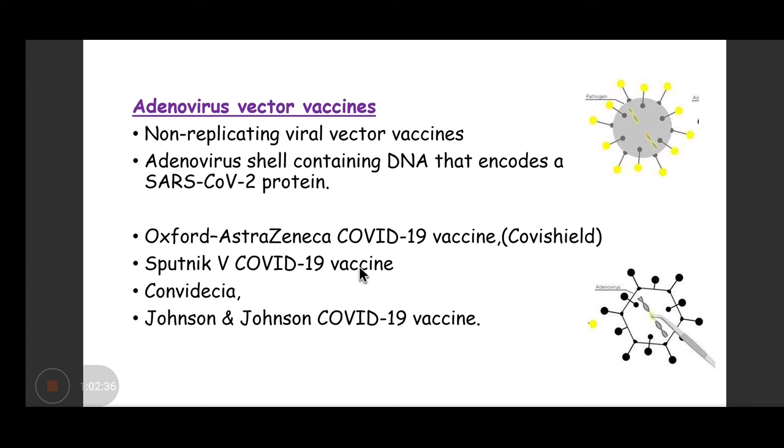Currently, the Oxford AstraZeneca vaccine, which is known in India as Covishield, is an adenovirus vector vaccine. Russian Sputnik COVID-19 vaccine is also an adenovirus vector vaccine. Convidecia and the Johnson and Johnson COVID-19 vaccine are all adenovirus vector vaccines, in which in one adenovirus we have genetically engineered a small part of the SARS-CoV-2 virus RNA for spike protein, and they also make spike. The adenovirus also makes the spike protein on its surface.